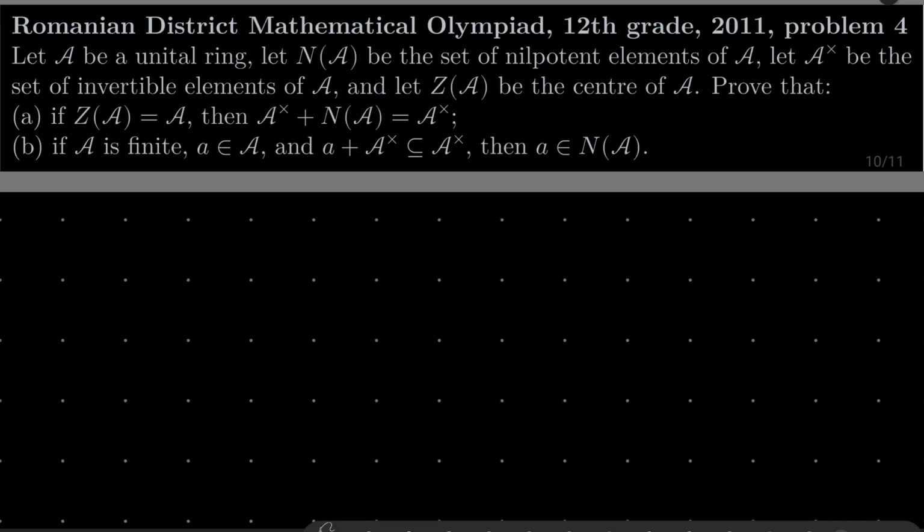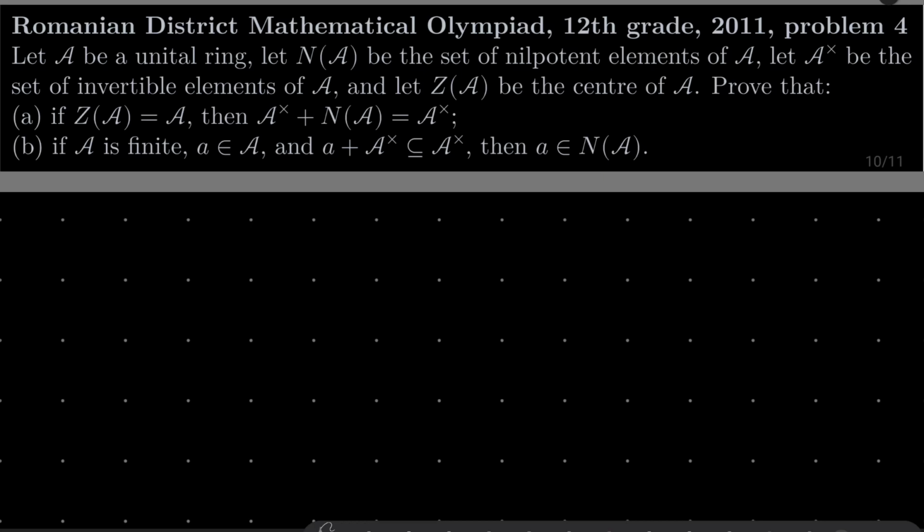Hello friends, in this video I'd like to solve the following problem from the Romanian District Mathematical Olympiad for 12th graders 2011, problem number 4. Let A be a unital ring, let N(A) be the set of nilpotent elements of A, let A cross be the set of invertible elements of A, and let Z(A) be the center of A. We wish to prove two things.